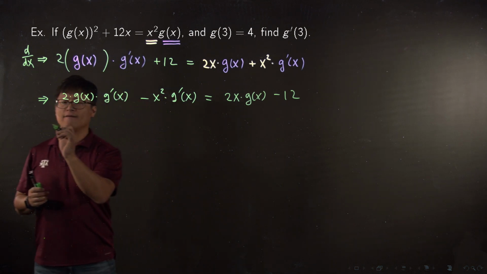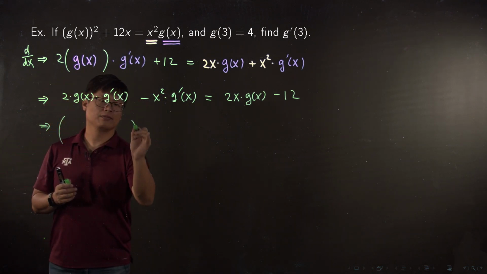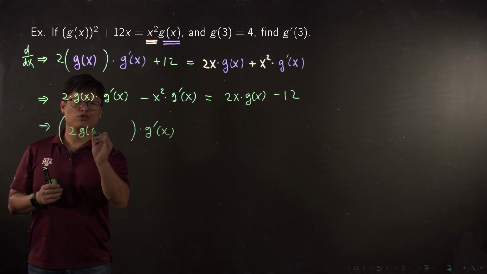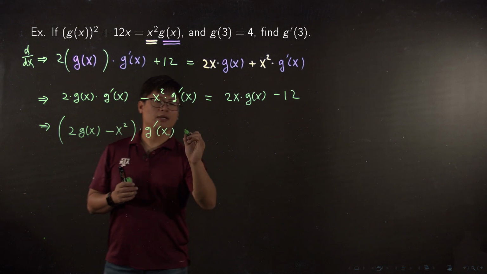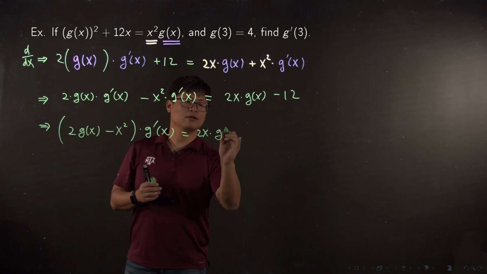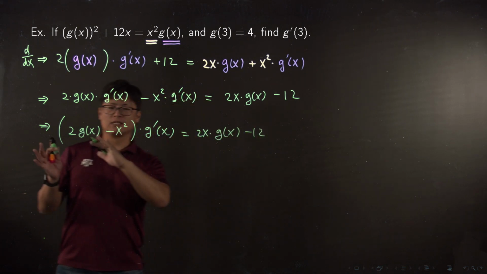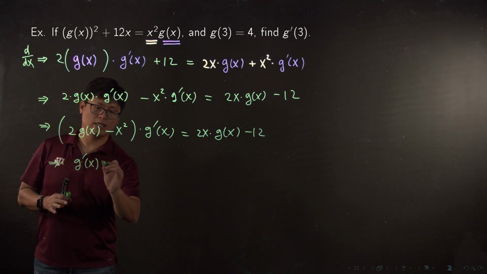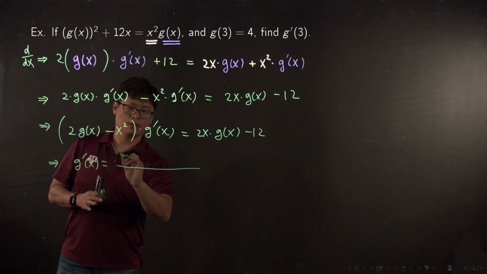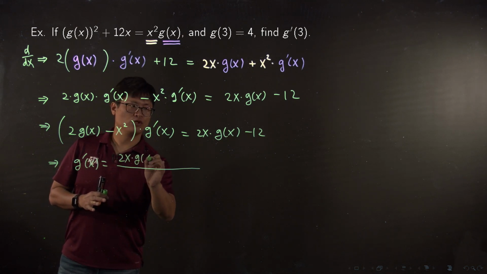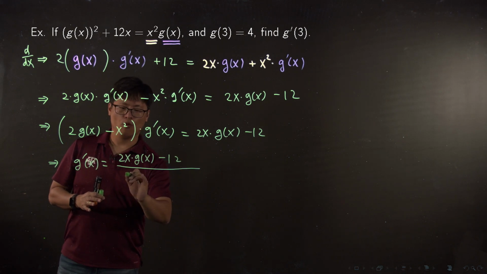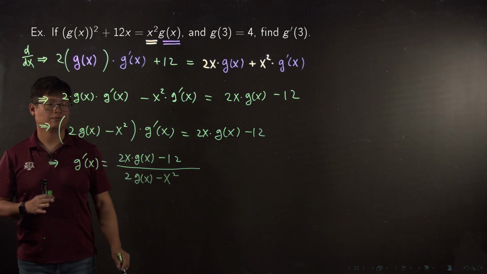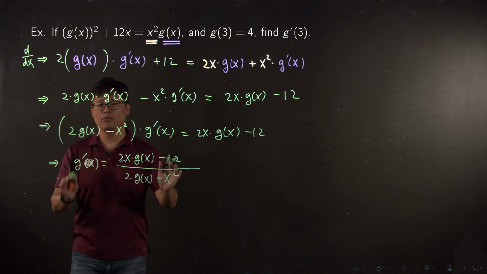Almost there. Then pull out your common factor. I'm talking about g prime x. It is (2g of x minus x squared) equal to 2x g of x minus 12. Just divide by the whole thing. Then g prime x is equal to 2x g of x minus 12 over 2 g of x minus x squared. Is it clear? Now, just simply plug in 3.